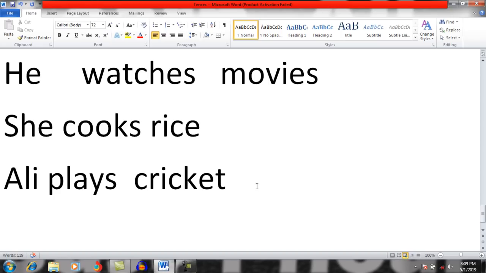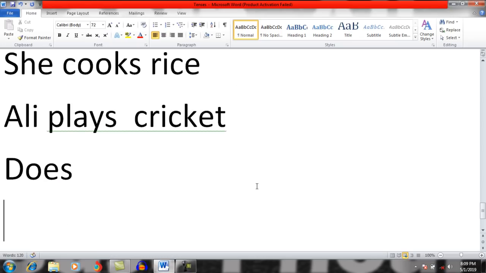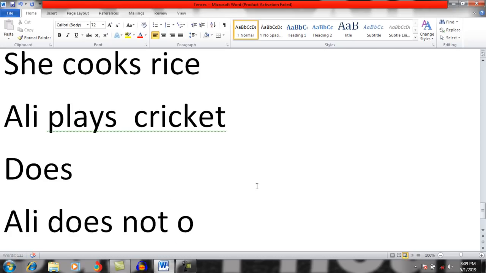So whenever we are talking about a third person pronoun and we want to make a negative, we'll have to put does here. Whenever we want to make a negative sentence, like this: Ali does not play cricket.